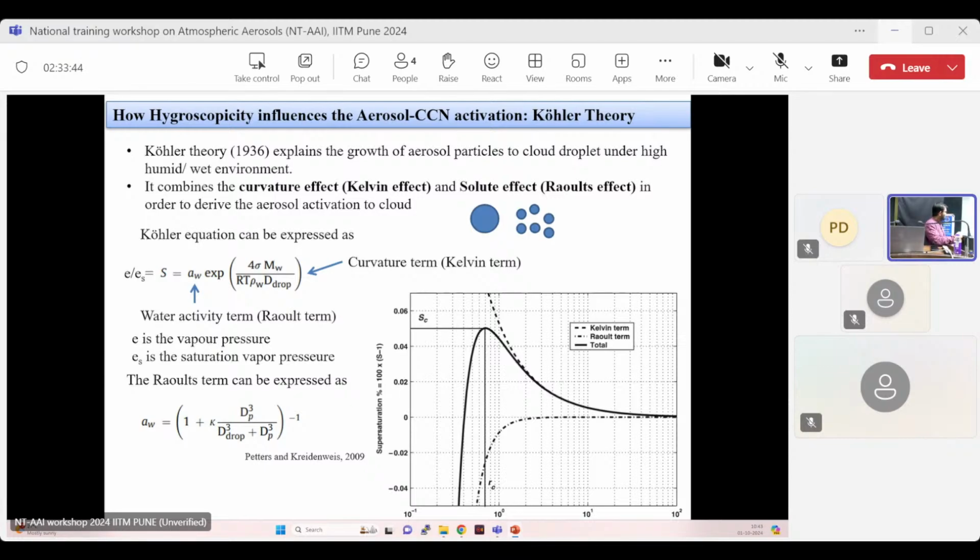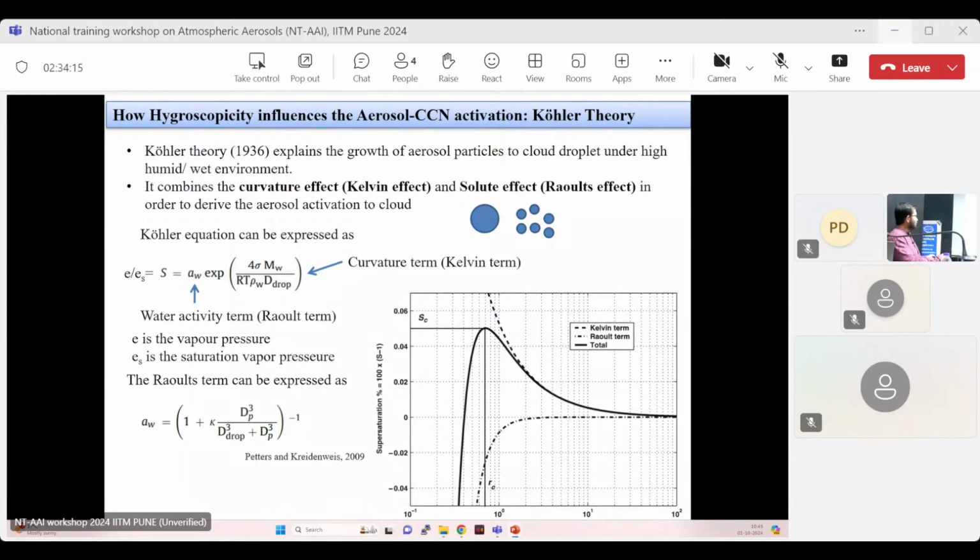And the Raoult effect is basically a solute effect, so that tends to work in the other way. If you have hygroscopic particles, they will tend to accept moisture. So the combined effect of both the Kelvin and Raoult terms will give you a combined curve. If you can guess, it looks like an activation energy curve. The particle needs this much energy to get activated into a cloud droplet.